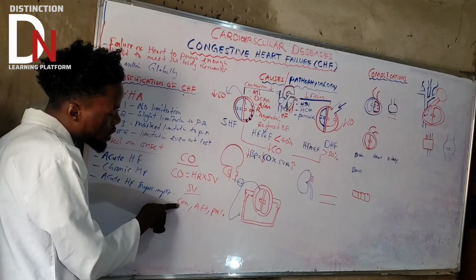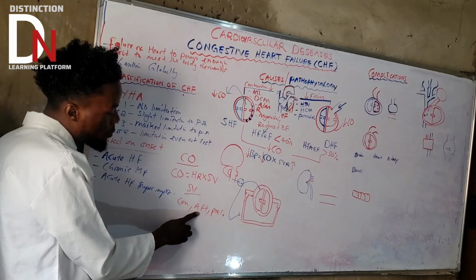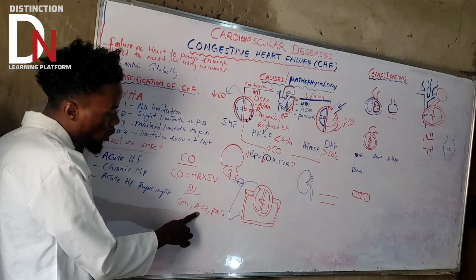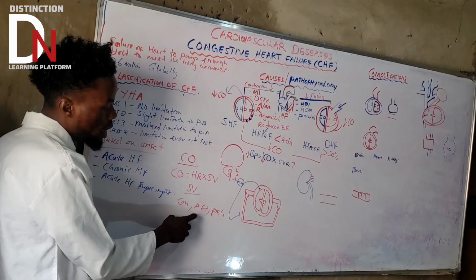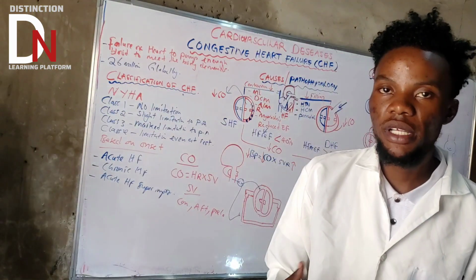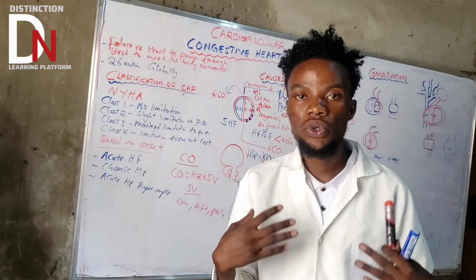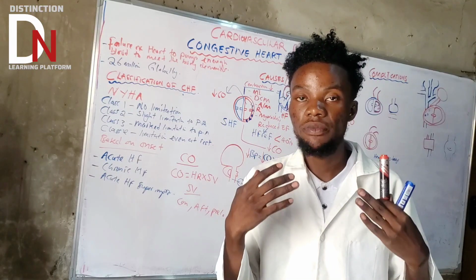Now, to be more specific, if the problem with the stroke volume was contractility, someone is going to develop systolic heart failure. And if the problem is because of the filling or the afterload, then the problem will be diastolic heart failure. Now, what is afterload? Afterload is the amount of resistance that the ventricle has to overcome so that it can pump the blood out of the heart.